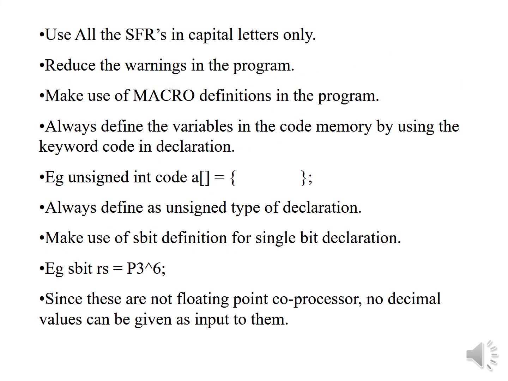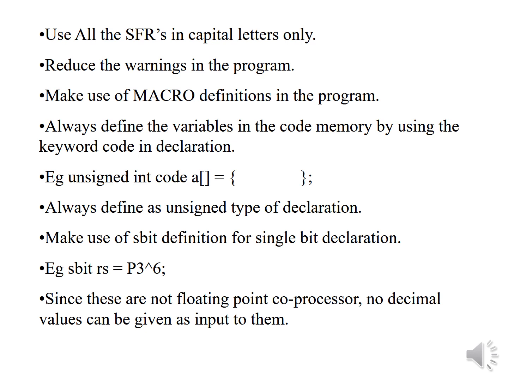Use all the SFRs in capital letters only, reduce the warnings in the program, and make use of macro definitions in the program. Always define the variables in the code memory by using the keyword code in the declaration. Example: unsigned int code A equal to, open bracket. Always define an unsigned type in a declaration. Make use of sbit definition for single bit declaration. Example: sbit RS is equal to P3 XOR 6.